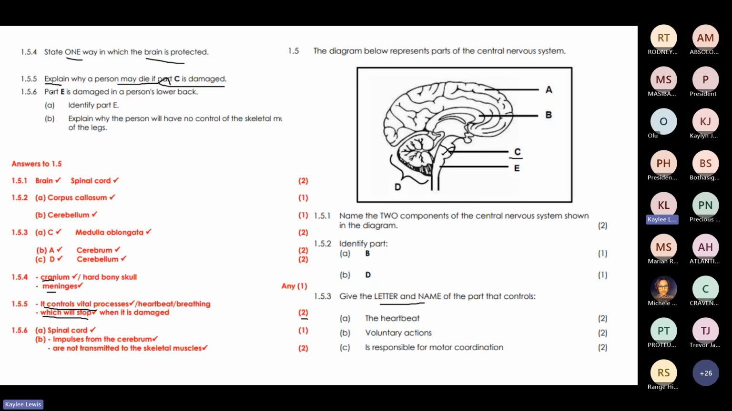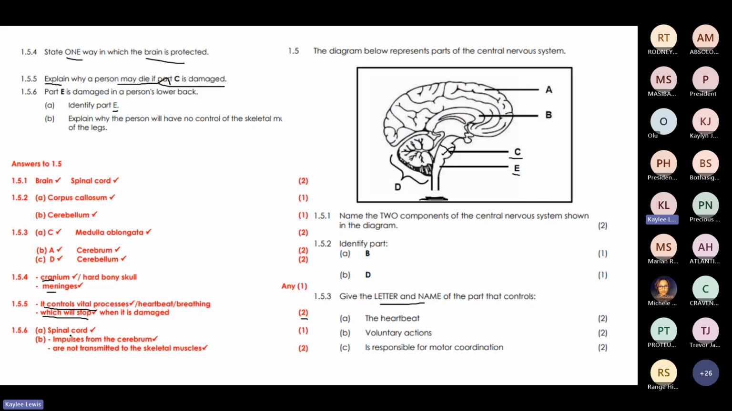Then 1.5.6, part E is damaged in a person's lower back. So part E we identified as the spinal cord. Now they say part E, the spinal cord, which remember runs all the way down the center of your body, let's say it's damaged at the lower back. So I'm just doing a line over here. Obviously, it's much lower in the body. So now they're saying that's damaged. Start off by identifying part E. So when I labeled the brain, then we can know what the different structures are, and we know that E would be the spinal cord.